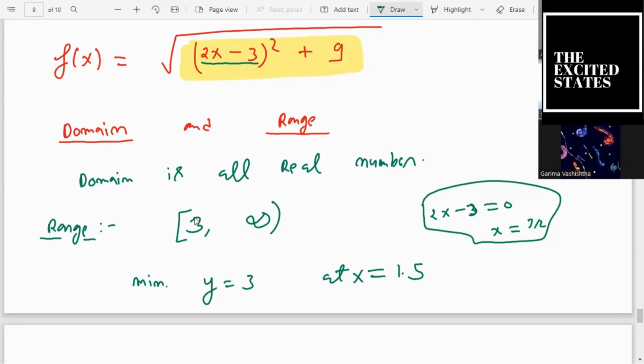Okay, so this is all about the domain and range of the function. If you have any doubt, then please ask and I will explain that. Or if you have any other question, you can also ask. Tell me if you have any doubt.